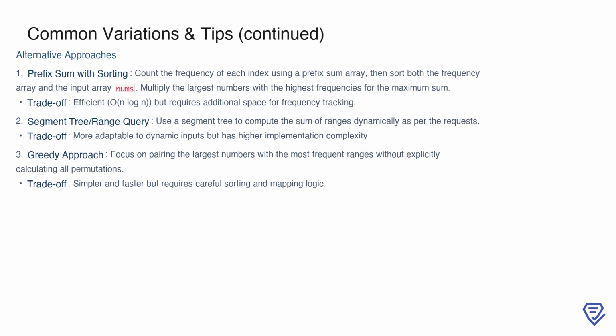Another option is using a segment tree or a range query structure. This allows you to dynamically compute sums based on the requests, making it more adaptable to changes in input. The trade-off here is that this method is more complex to implement. Lastly, a pure greedy approach focuses on pairing the largest numbers with the most frequently accessed ranges, without explicitly calculating all permutations. While this is simpler and faster, it requires careful sorting and mapping logic to ensure correctness.